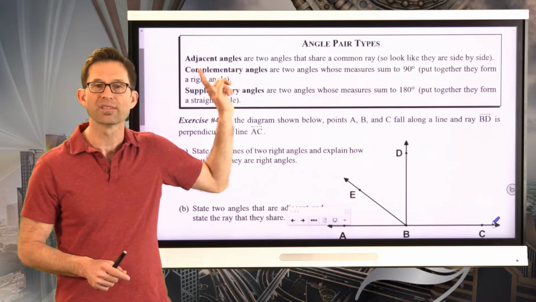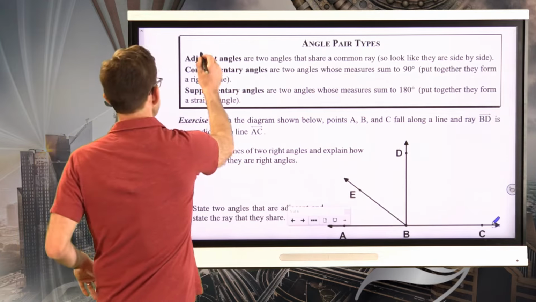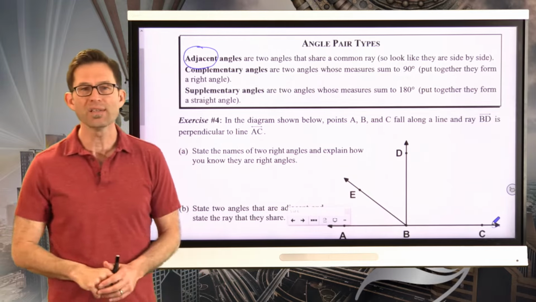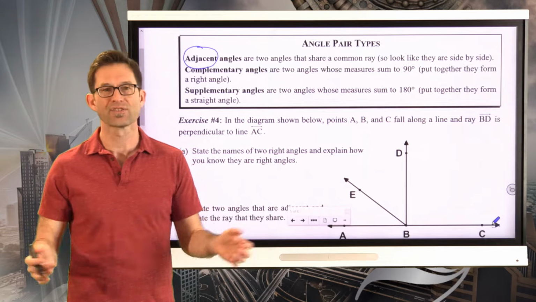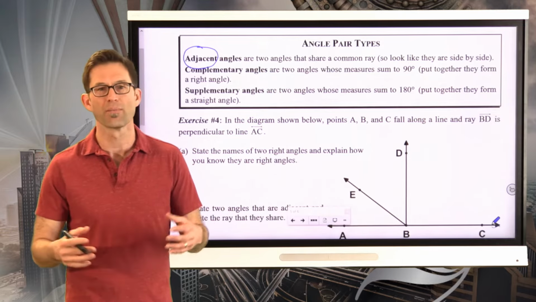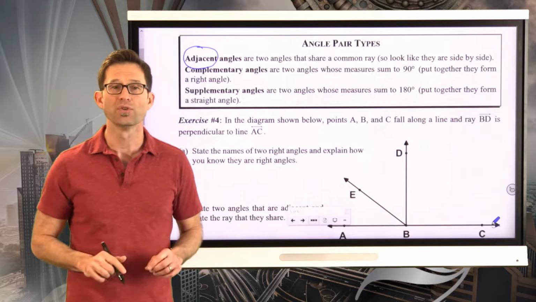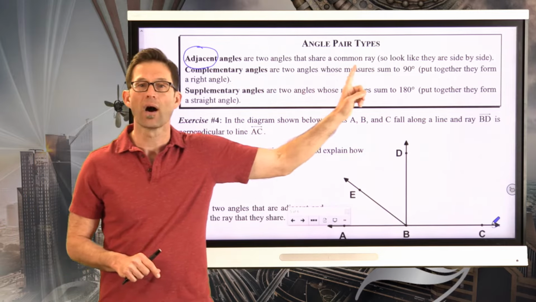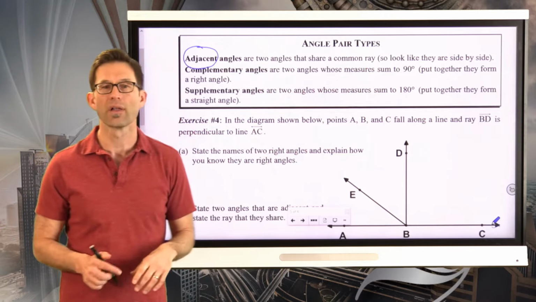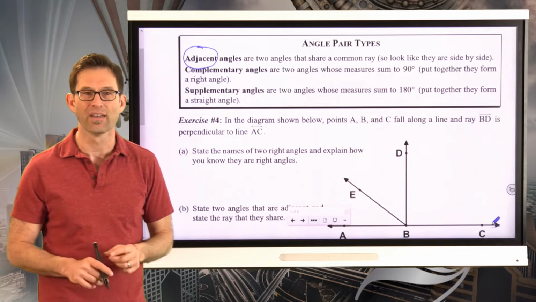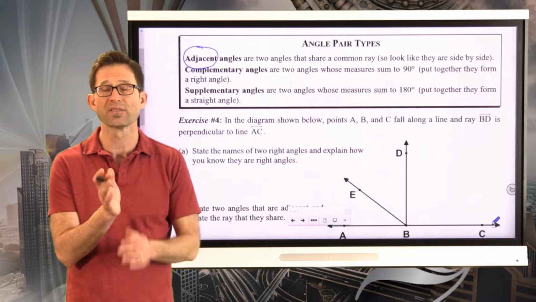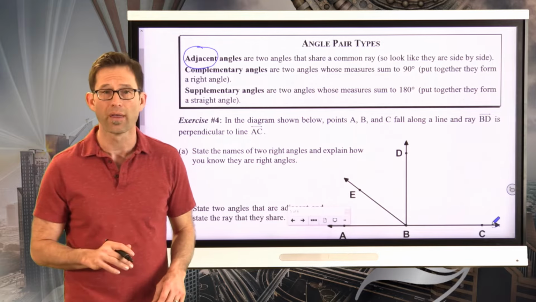Now, the word adjacent is one that you'll see a lot, not just in math, but actually everywhere in the world. Adjacent literally means sitting next to or close to or something like that. Now, when it comes to adjacent angles, two angles are adjacent if they share a common ray. They literally look like they're kind of sitting side by side, okay? So adjacent angles are like two angles that are sitting side by side and they share a common ray.